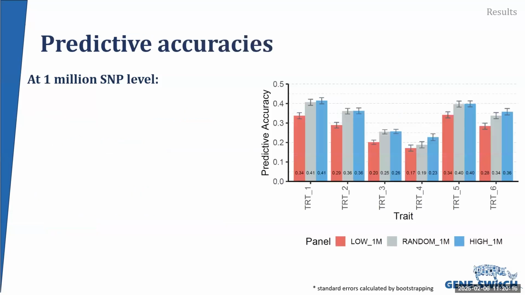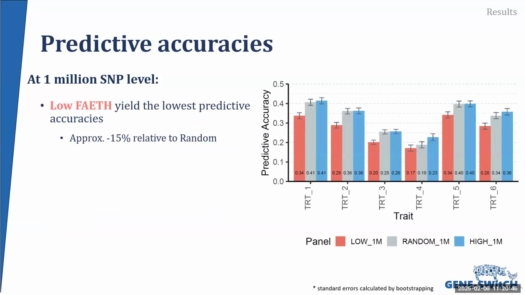We next wanted to see how this affects predictive accuracy when we try to predictively model traits based on the genotype of the individual. And again, at the 1 million SNP level, we calculated the predictive accuracy on the graph in the y-axis and for each trait along the x. Please note that the low FAITH score markers are always represented in red, the random are in gray, and the high FAITH score markers are in blue. In all cases, the low FAITH score markers had the lowest predictive accuracies, and this was also reflected in the previous chart.